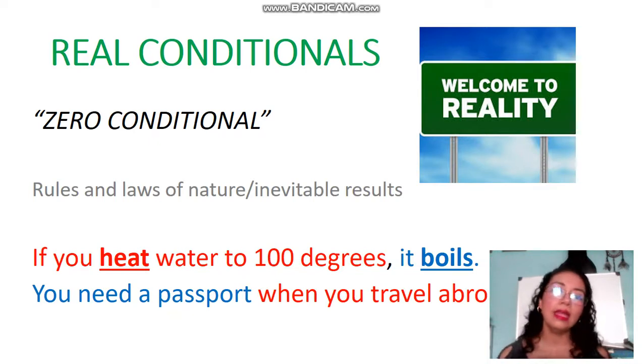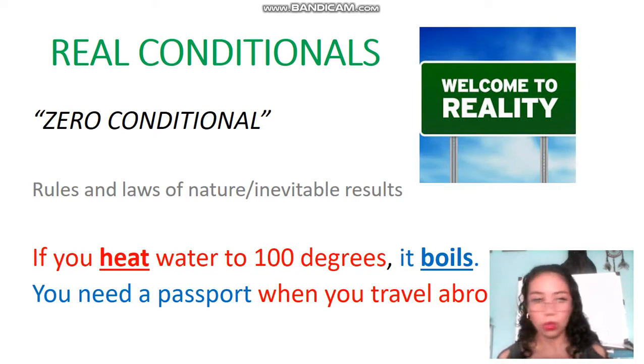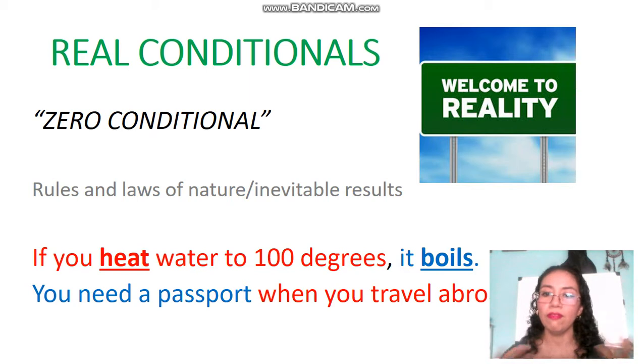Okay? So, in the case of zero conditional, we have two options. I can express the condition with the word if, if you heat water to 100 degrees, or you can express the condition with the word when, when you travel abroad. When we're talking about zero conditional, that is when we are talking about inevitable things, they can be exchanged. You can say if you heat water, or you can say when you heat water. The same with the passport thing. When you travel abroad, or if you travel abroad, okay? When you are talking about rules or laws or inevitable things, you can use if or when.